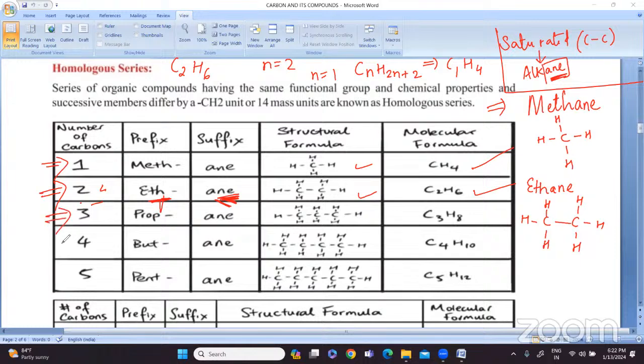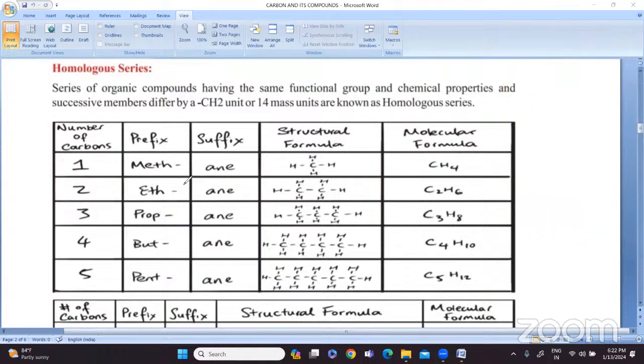Now, next is when the number of carbon atoms is 3. You can use this formula CnH2n+2. When n is equal to 3, it will be C3H, 2 into 3 plus 2. So 2 times 3 is 6, plus 2 is 8. So it is C3H8. The molecular formula when carbon is equal to 3 is C3H8. What is the prefix? The prefix used is prop, and as it is a saturated alkane, it is ane.